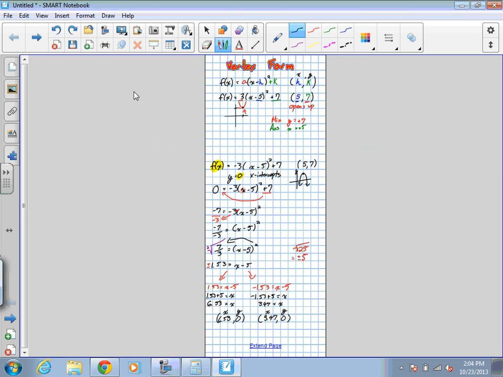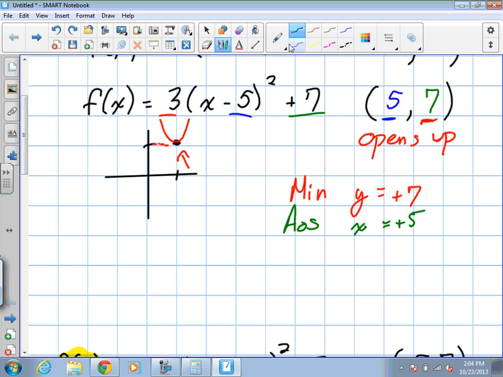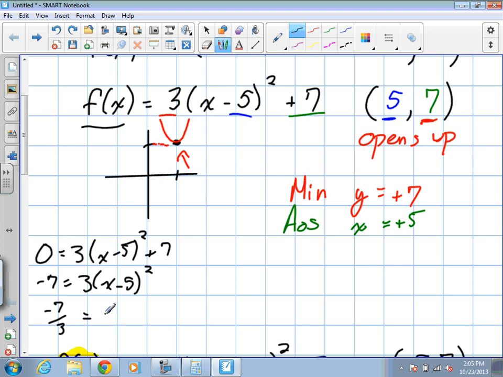The original question. We said there's going to be no x-intercepts, correct? Okay. Let's try to prove this algebraically. I didn't leave myself a lot of space. But we know we set this equal to 0. So 0 equals 3 times x minus 5 squared, plus 7. I have to bring over the 7, so it becomes negative 7 is equal to 3 times x minus 5 squared. And then we divide by 3: negative 7 over 3 equals x minus 5 squared. And then to get rid of that square, we square root negative 7 over 3.